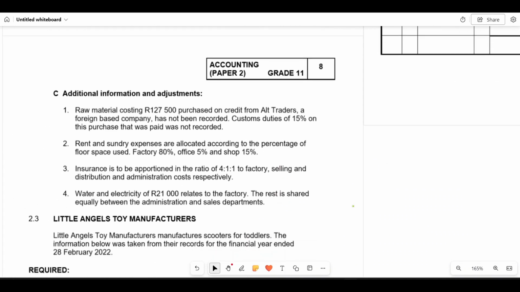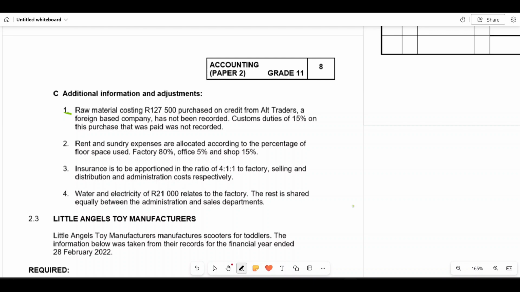Okay, so now let me see on my additional information if I don't have any information that affects my raw materials. Now, information C, transaction 1, raw materials costing 127,000 purchased on credit from Al Traders, which is a foreign-based company, has not been recorded. Custom duties of 15% on these purchases, okay, they were paid and they were not recorded, right? So now, first, these raw materials are costing 127,500, right?